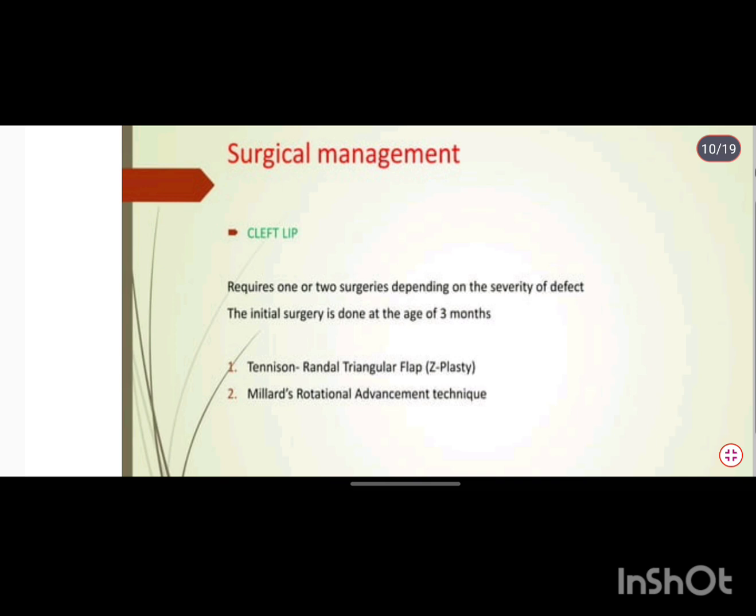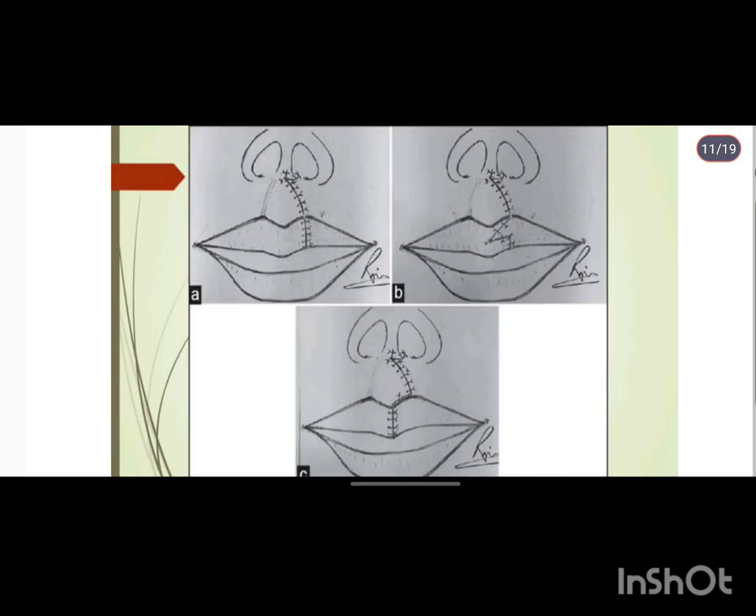Surgical management requires 1 or 2 surgeries to correct this defect. The initial surgery is usually done at the age of 3 months. The name of the surgery is Tennyson-Randall triangular flap surgery, also called Z-plasty or Millard's rotational advancement technique. So you can see after the surgical repair how the defect appears.